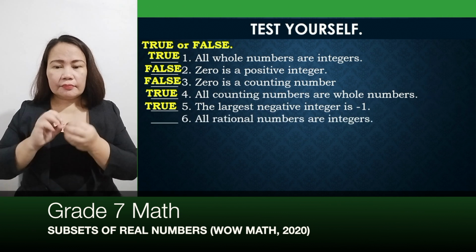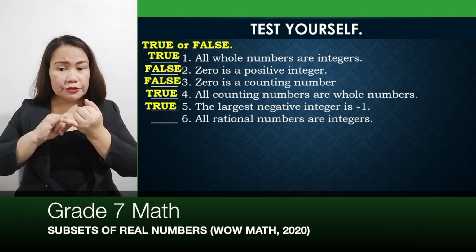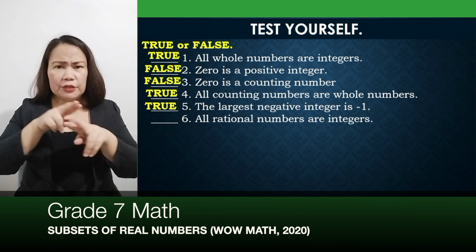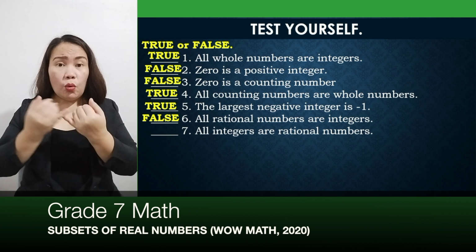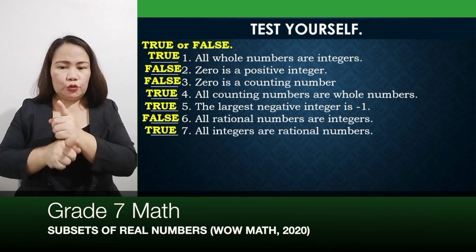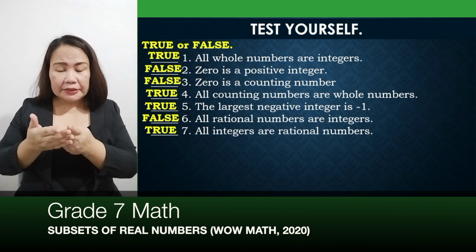Next, all rational numbers are integers. Lahat ba ng rational numbers are integers? No, because we also have non-integers. So, therefore, that is false. Number 7, all integers are rational numbers. That is true because integers are subset of rational numbers.